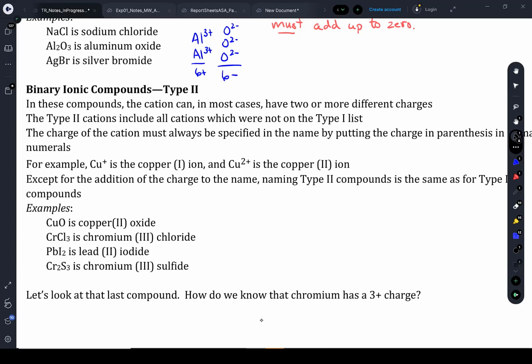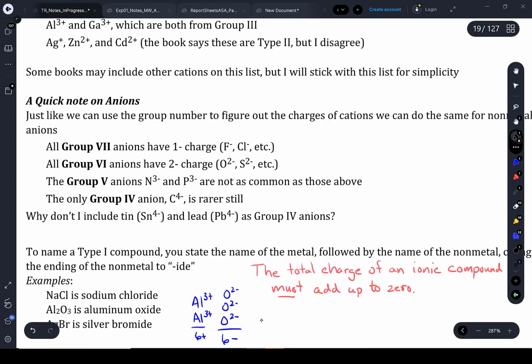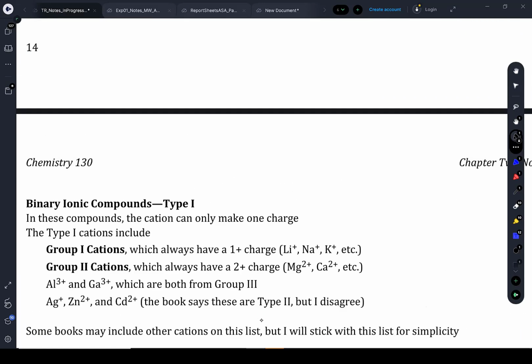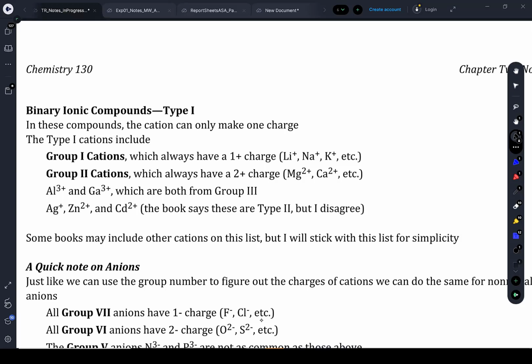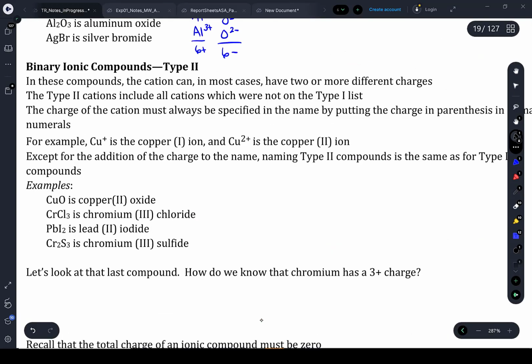All right, so anything that wasn't on the type 1 list, which we're at the top of page 15, anything that's not on this list is type 2. So copper wasn't on that list, so it's type 2. So Cu+ is the copper 1 ion. Cu2+ is the copper 2 ion. Sometimes I put a space, sometimes I don't. Depends on how I'm feeling that day. All right. And so we just have to add the name of the charge. The ending of the ions are still the same. They still end in "ide." So this is called copper 2 oxide.